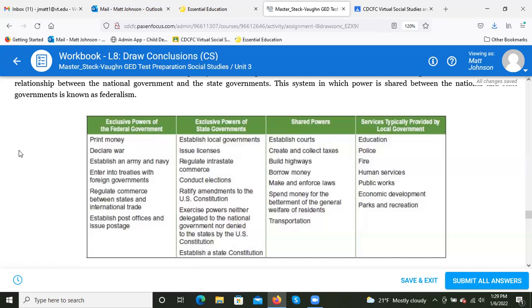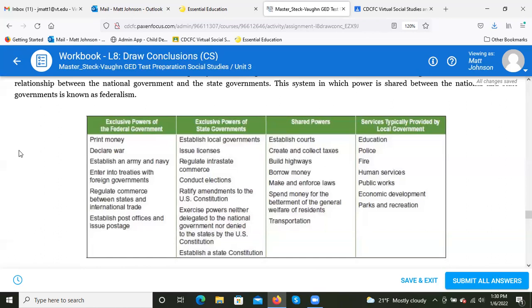Build highways, right? The state builds local roads, local highways, and the federal government typically interstates, right? They help pay for the building and operation of interstates. Borrow money. A state can borrow money, the federal government can borrow money. Make and enforce laws. So, right, we have local law enforcement, you have Dublin police, you have state troopers, you have at every level, whether it's a county level, typically a sheriff's office, and then you have state troopers, and of course you have federal law enforcement. So like U.S. Marshals and the FBI, that's federal law enforcement.